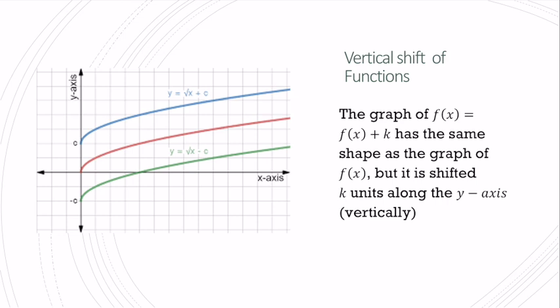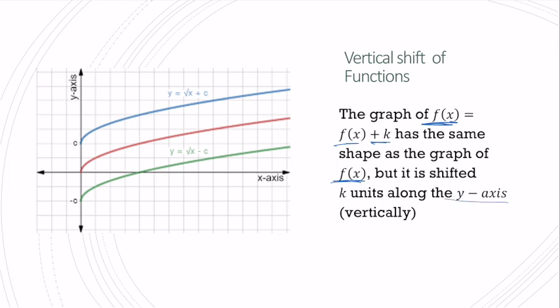So when I'm thinking of graphing these, I can think about vertical shifts of my functions. If I have a function f of x and I add some constant k, it's going to have the same shape as the graph of f of x, but it's shifted k units along our y-axis vertically.